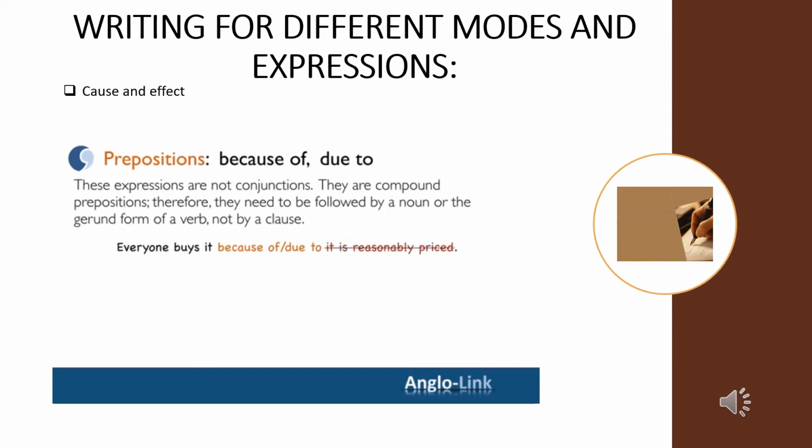You need to change that clause into either a noun like price, so everyone buys it because of its reasonable price. Everyone buys it due to its reasonable price. Or you can use the gerund. So everyone buys it because of or due to it being reasonably priced.